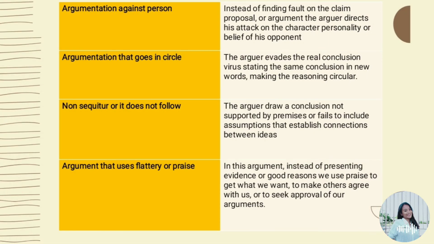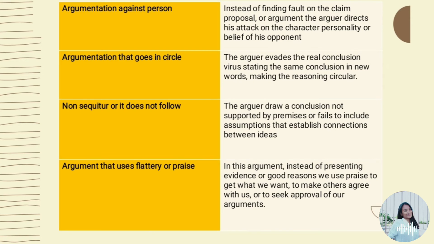So there are many fallacies, and first is argumentation against the person, or argumentum ad hominem. It is when the arguer attacks the person rather than the opponent's ideas in order to arrive at his point. Instead of finding fault in the claim, proposal, or argument, the arguer directs his attack on the character, personality, or belief of his opponent. For example, in a debate, instead of attacking the opponent's claim, you are attacking the opponent himself.